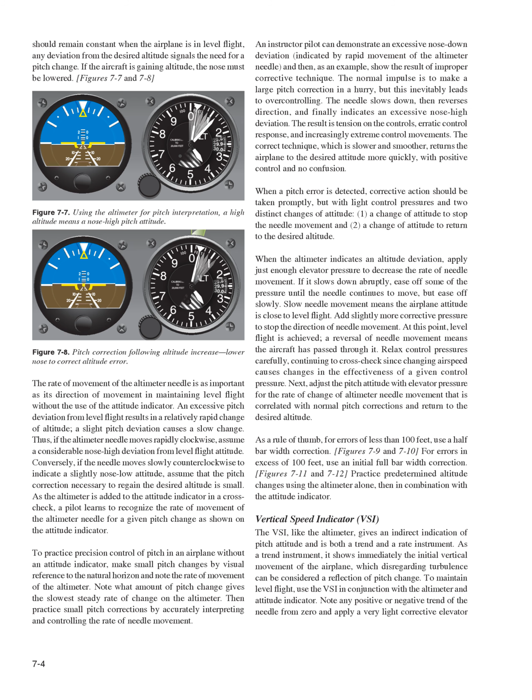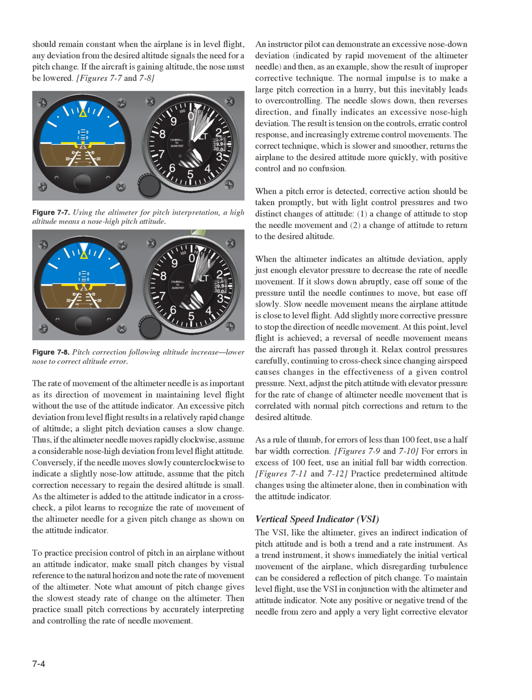When the altimeter indicates an altitude deviation, apply just enough elevator pressure to decrease the rate of needle movement. If it slows down abruptly, ease off some of the pressure until the needle continues to move, but ease off slowly. Slow needle movement means the airplane attitude is close to level flight. Add slightly more corrective pressure to stop the direction of needle movement. At this point, level flight is achieved. A reversal of needle movement means the aircraft has passed through it.